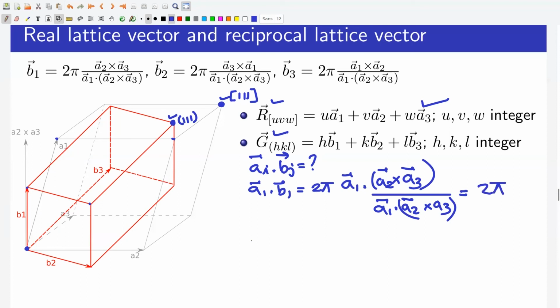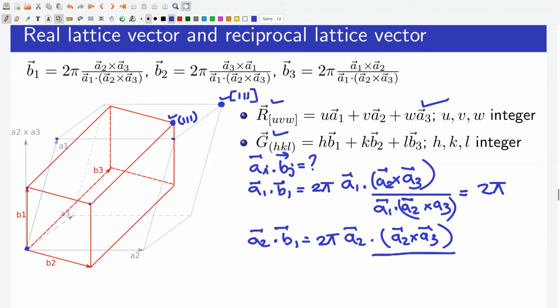Now let us calculate A2 dot B1. In this case, we have this factor of 2 pi, and then we have A2 dot A2 cross A3 divided by A1 dot A2 cross A3.